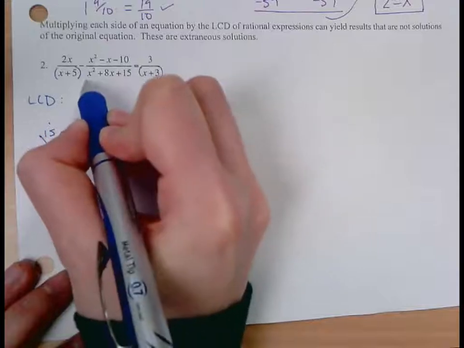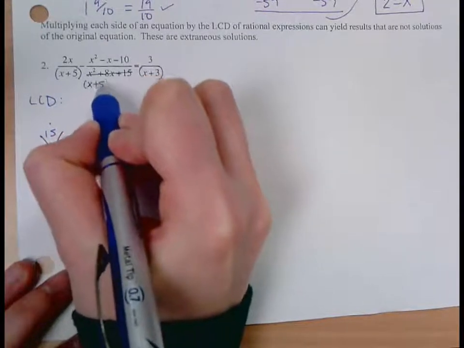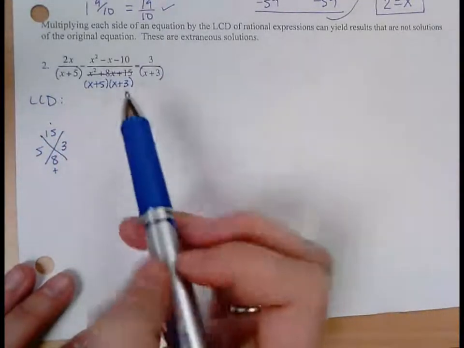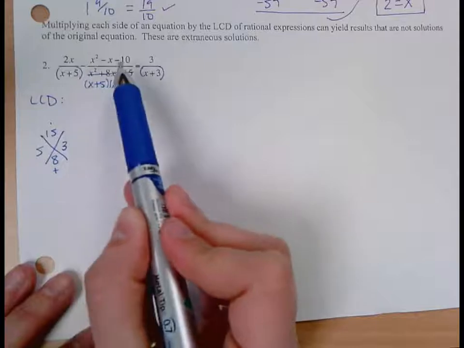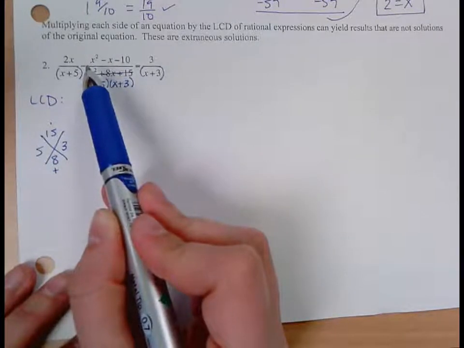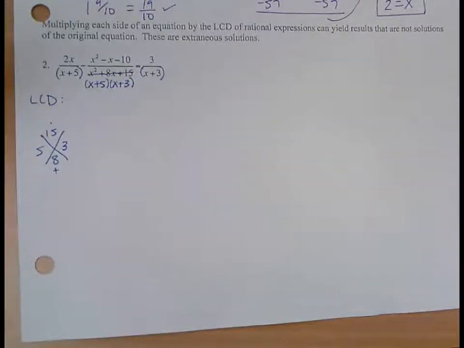So this denominator would really be x plus 5 times x plus 3. So I know the numerator of that fraction as well as a trinomial. You do not have to factor the numerator. I would actually recommend that you don't. But your denominator, before you find a least common denominator, factor the denominators if you need to.